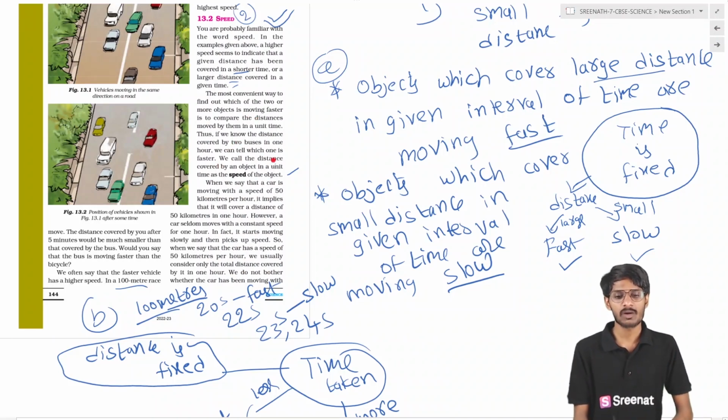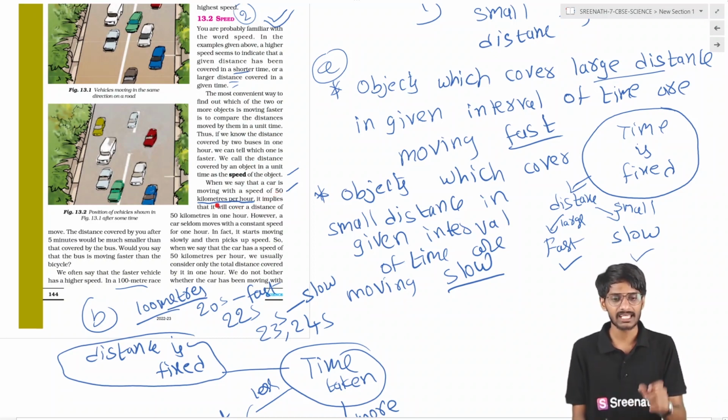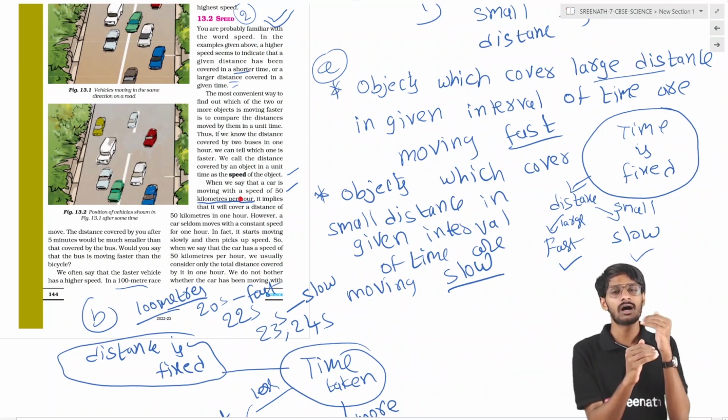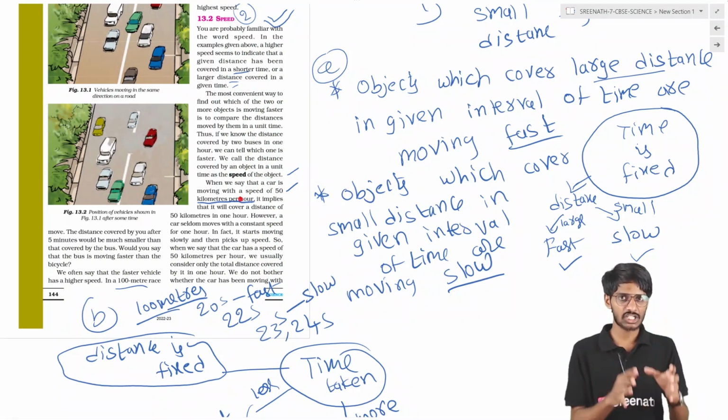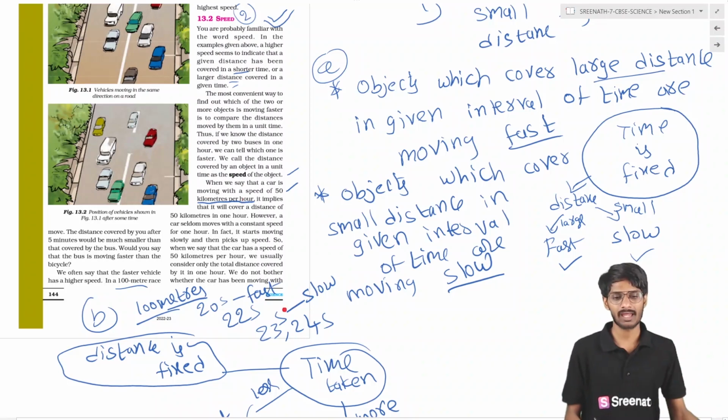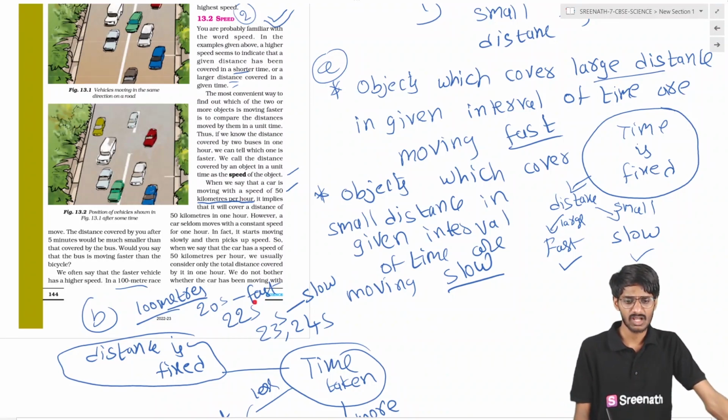So suppose our car is moving at 50 kilometers per hour, what does it mean? It means its speed is 50 kilometers per hour, which means it is covering 50 kilometers in 1 hour of time. So in 1 hour of time it is covering 50 kilometers, students. That is the information from speed 50 kilometers per hour. So whenever you see 60 kilometers per hour, it means if you go at that speed, you will cover 60 kilometers of distance in 1 hour of time, students.